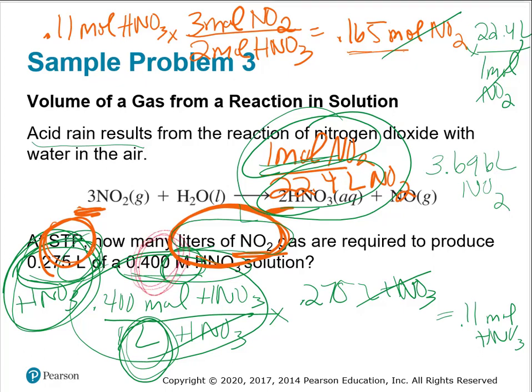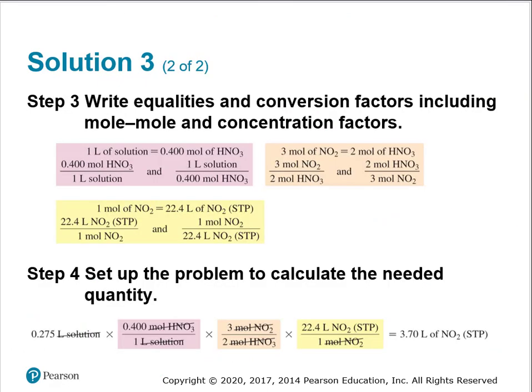And I will have 3 sig figs here and 3 sig figs here. So let's go 1, 2, 3. That 6 will round that 9 up. So 3.70 liters of NO2. Let's walk through our step process.